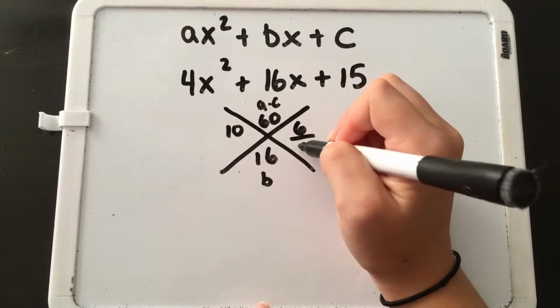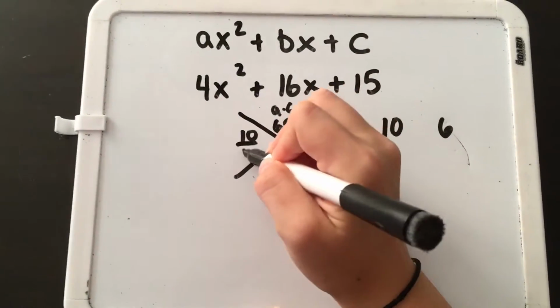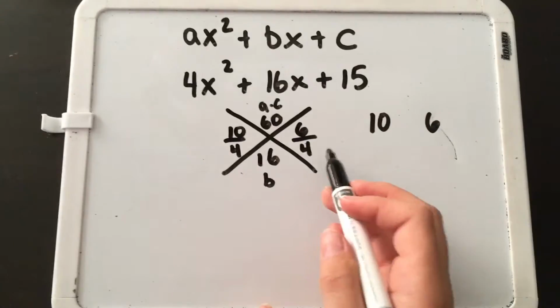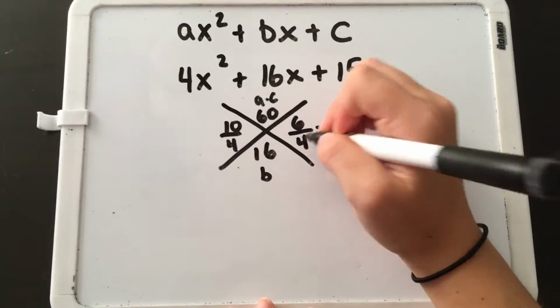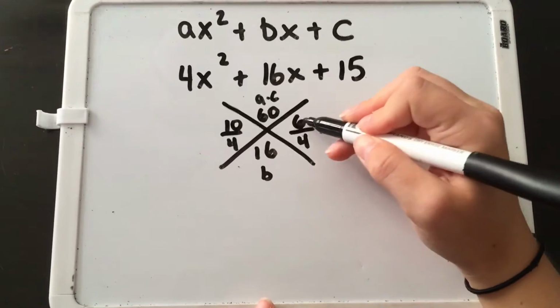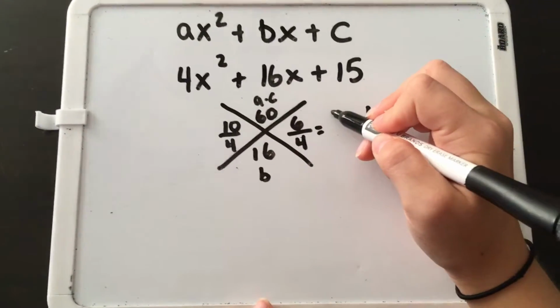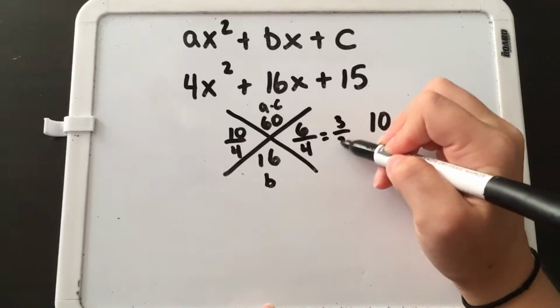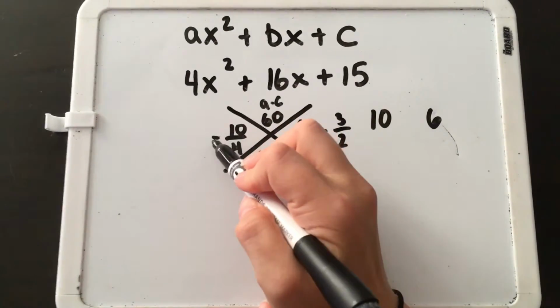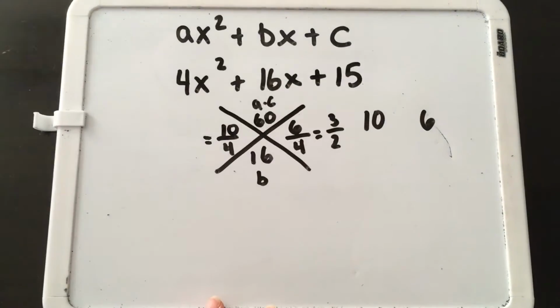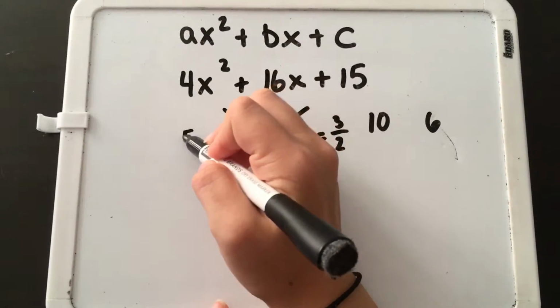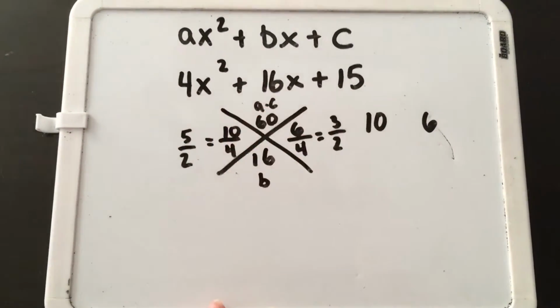Now we divide by the a term. Now we have two reducible fractions here, so we can reduce both of these. 6 over 4 reduces if you divide both terms by 2. We are left with 3 over 2. And 10 over 4, you can also divide both of these terms by 2. And you're going to get 5 over 2.